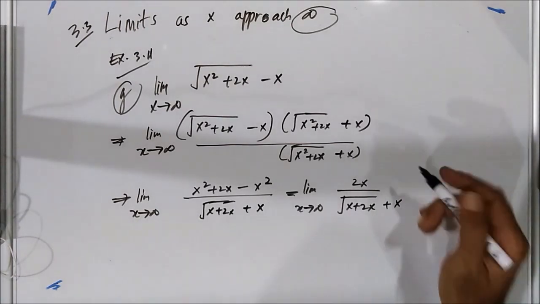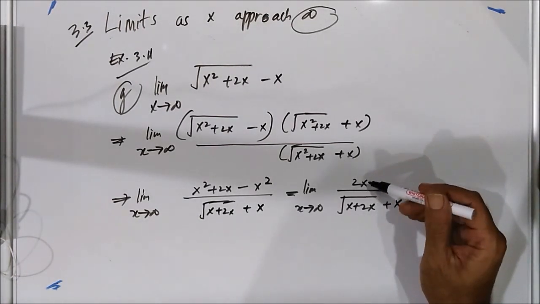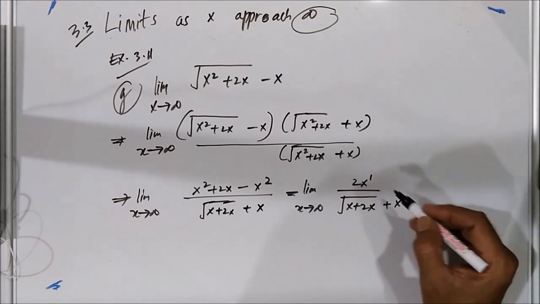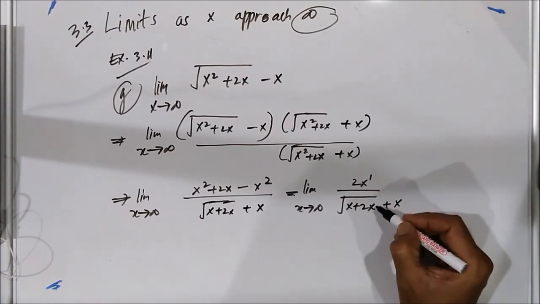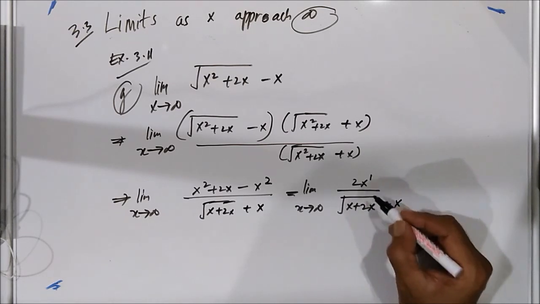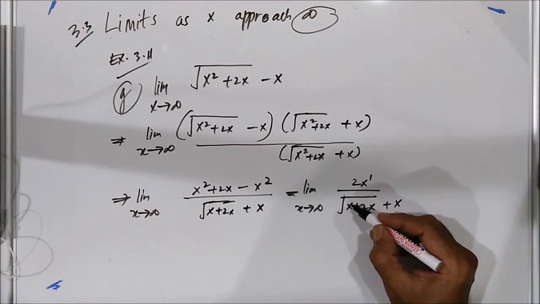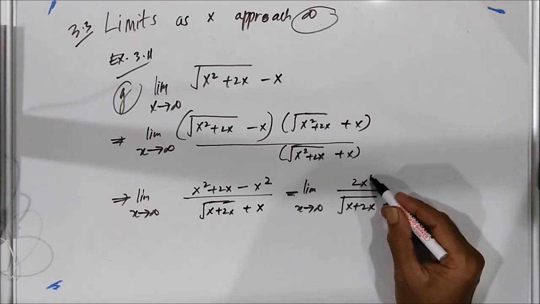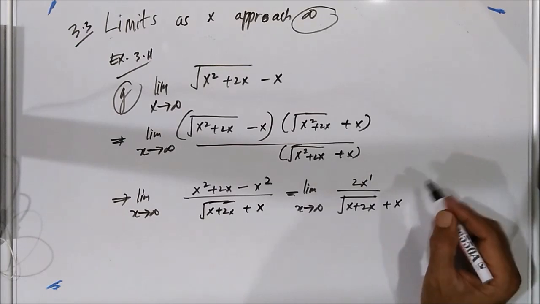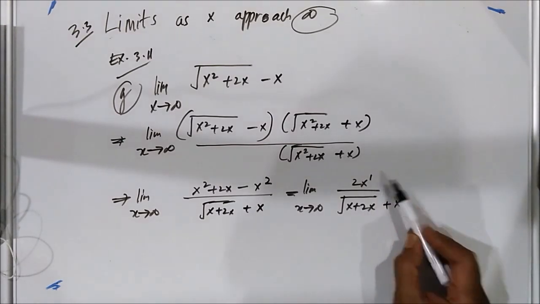Now, the highest power here is equal to 1, isn't it? Here is x raised 1, and here is also x raised 1. This is actually x raised half, because we have a square root here. This is also actually x raised half. So the highest power here is x raised 1.